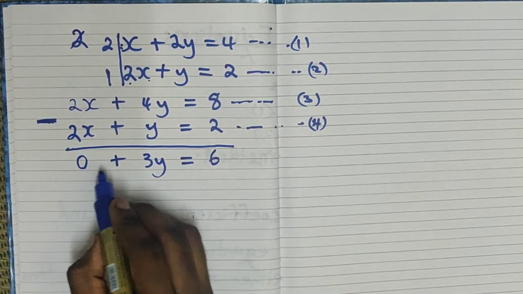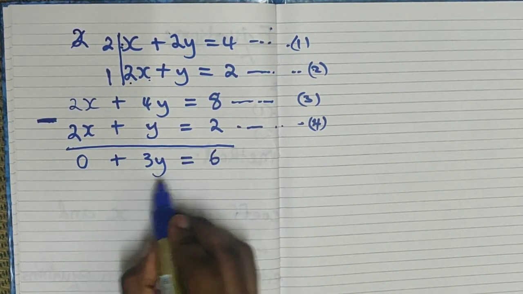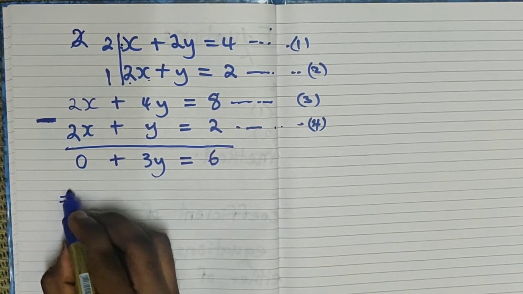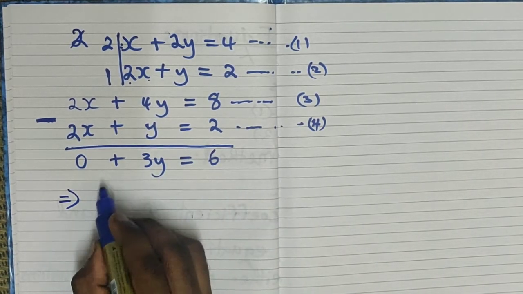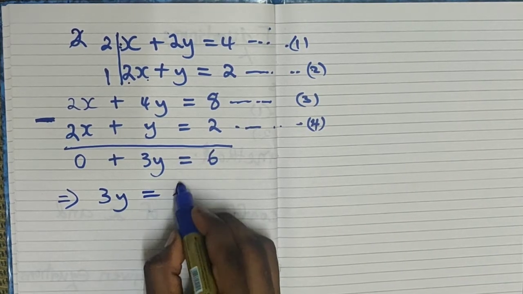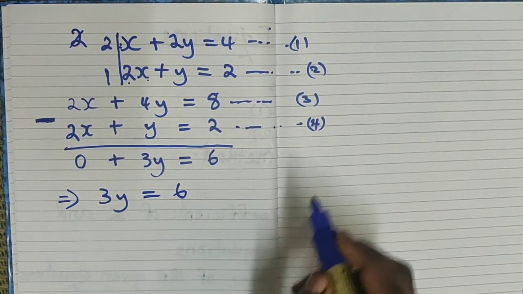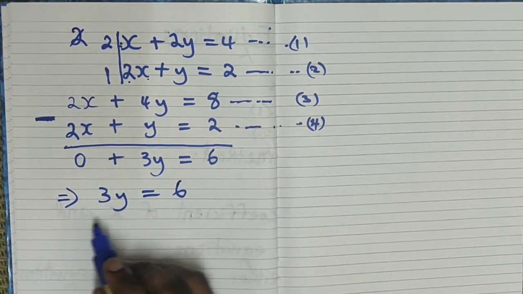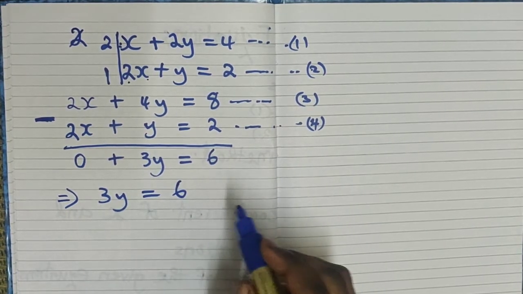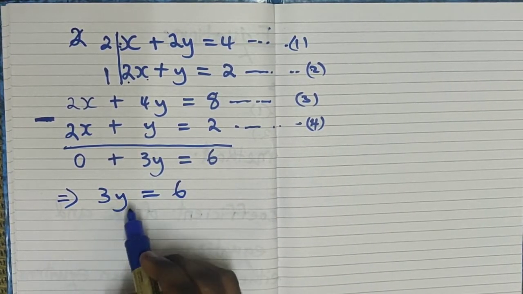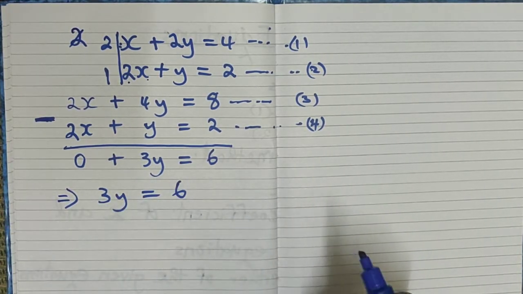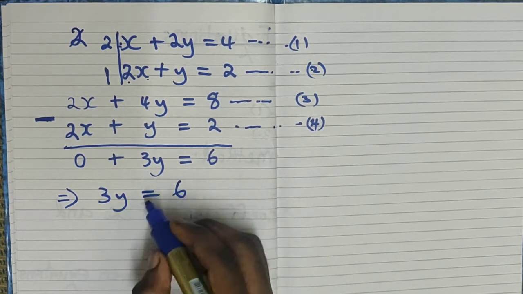Now let's forget about this. We are left with this. Now we are looking for y. We can look for y now. Guys, we are left with 3y equals 6. Now in this case, to look for y here, we make y the subject of the formula. Making y the subject of the formula simply means we have to separate y from any other variable or numbers.